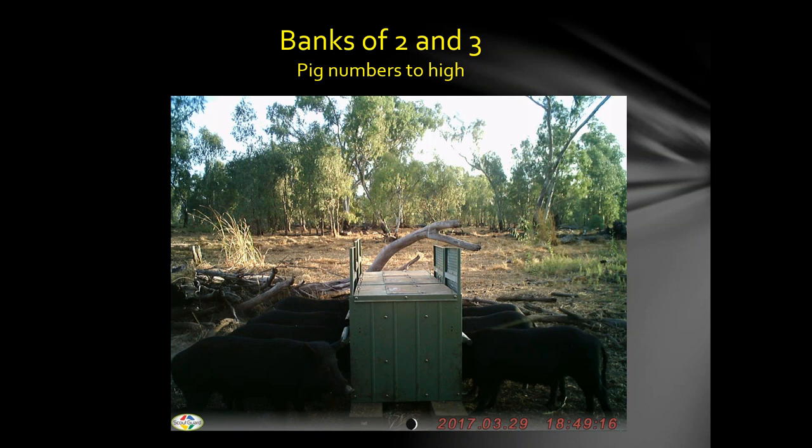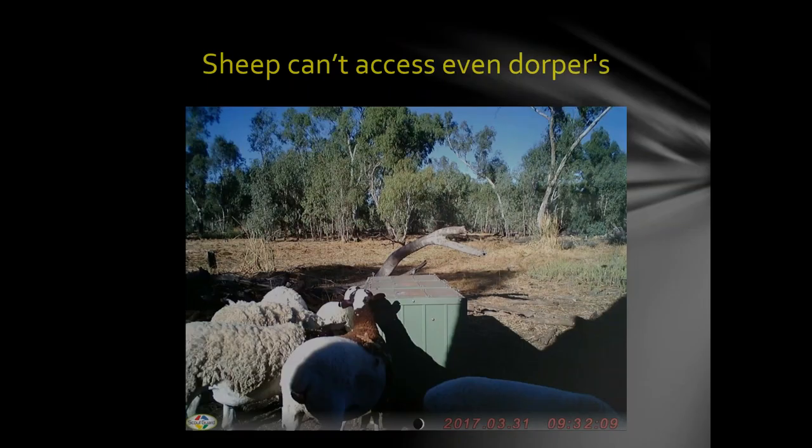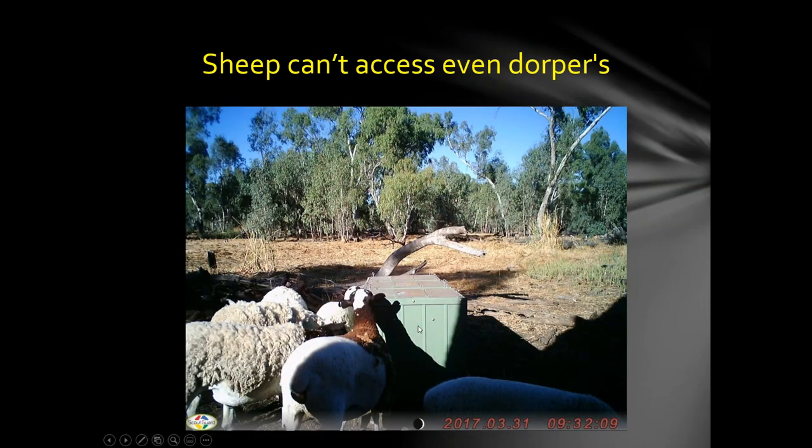The grain capacity is not big enough. So we whacked it in banks of two and banks of three, which worked really well, especially when the pig numbers were high. This is a property where we had dorpers. So dorpers are the challenge to keep away from the 1080. This has got 1080 in it.